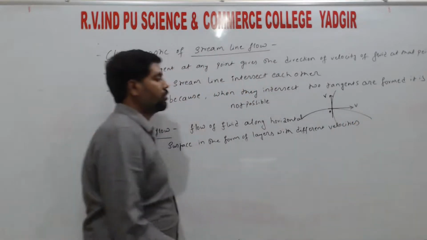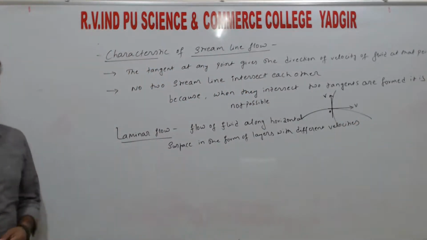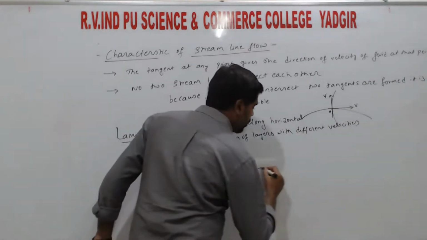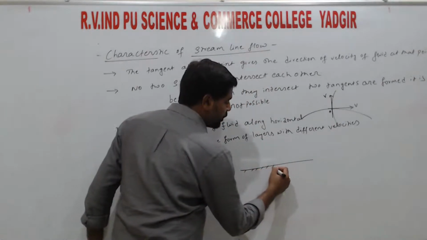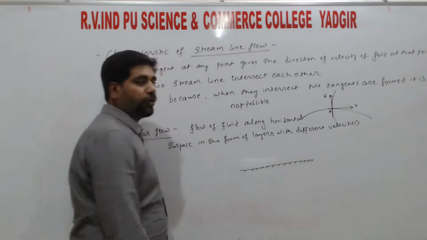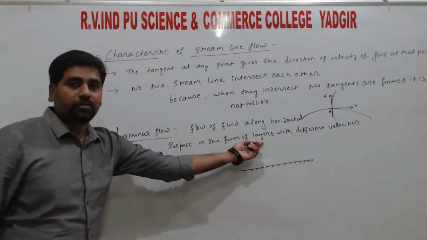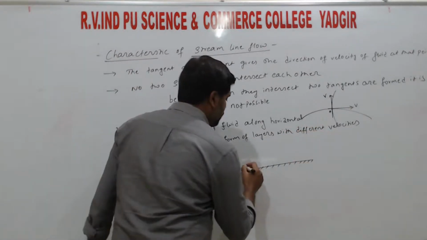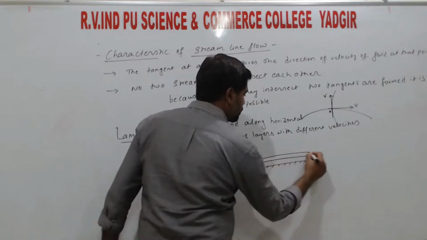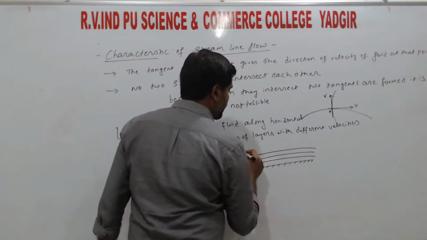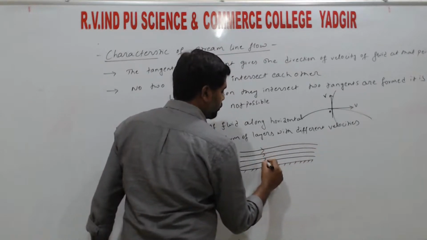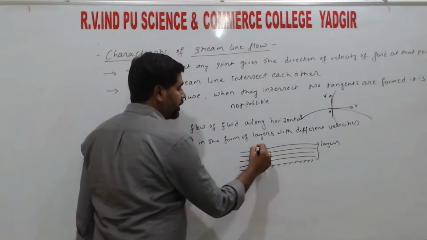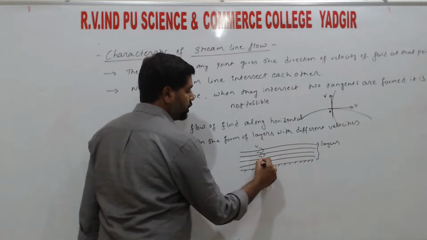So the second type of flow is the laminar flow. So laminar flow is the flow of fluid along horizontal, along the x-axis. So a horizontal surface will allow fluid flow. So those fluids will flow in the form of layers. So those layers will have different velocities, right? So this is one layer, second layer, third layer, fourth layer. So each layer has a different velocity V1, V2, V3, V4.